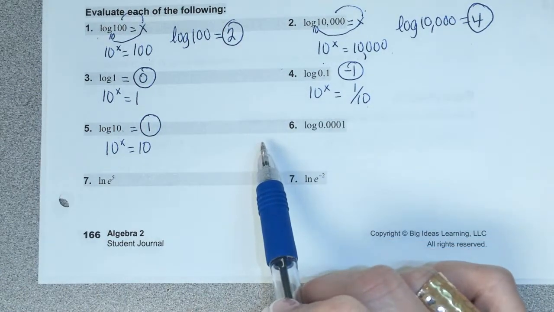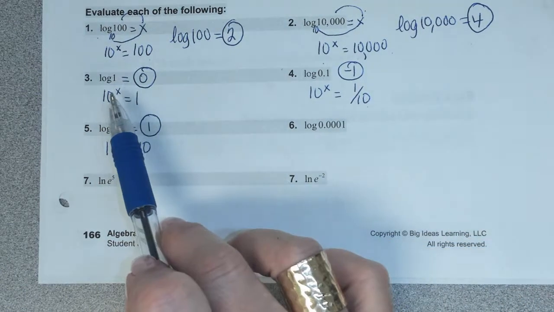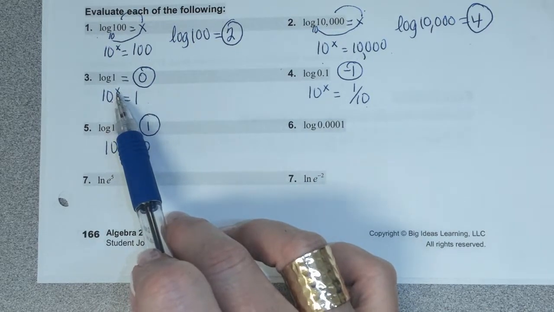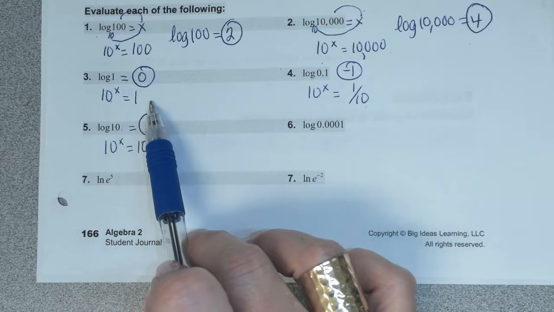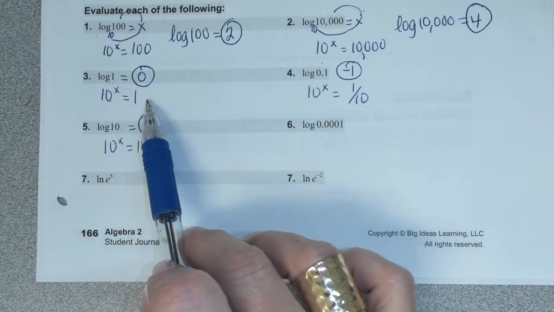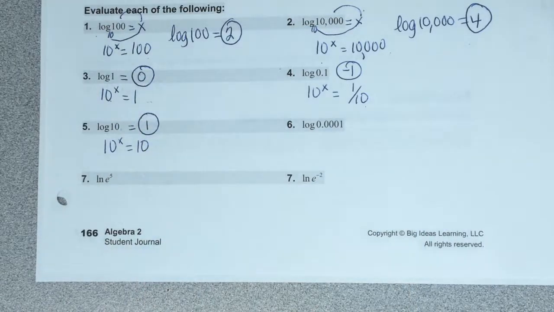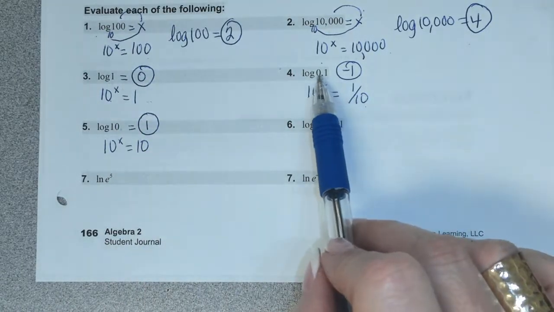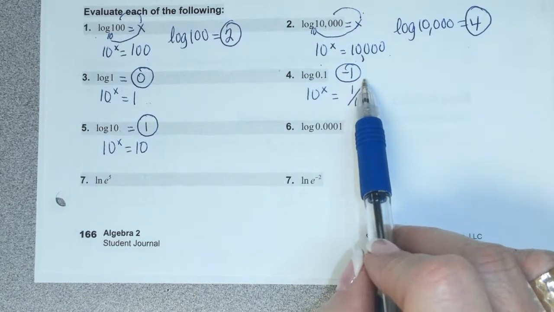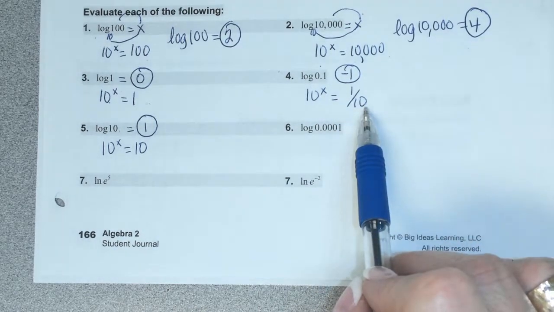Karen? Where'd you get the 0 from on number 3? Because 10 to some power has to be 1. There's only one power that will give us an answer of 1. When the exponent is 0, anything to the 0 power is always 1, so I knew it had to be 0. Okay. Did you guys remember to write 0.1 as 1/10? And then the problem's pretty easy to do if you know that's 1/10.